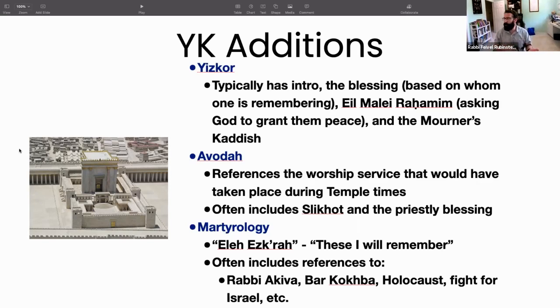Typically, there's an intro, there's the Yizkor blessing. Some mahzorim have a lot of options. Some only have a few options. Some will say for a man, for a woman, for a father, for a mother, for a child, for a spouse, for a partner, they've got lots of different options, and they all start with the word Yizkor, right? May we remember. There's often an El Malei Rachamim.